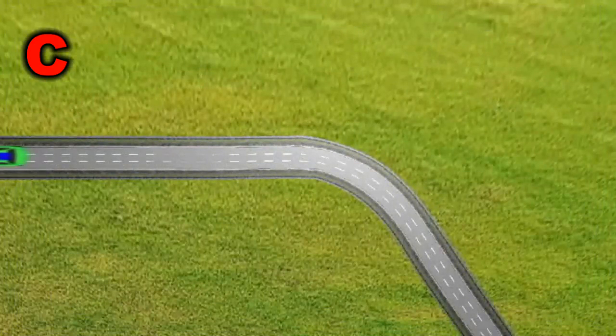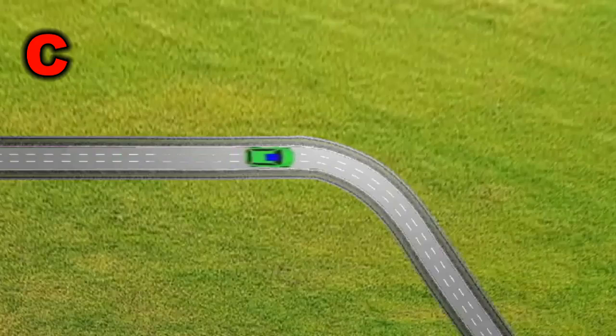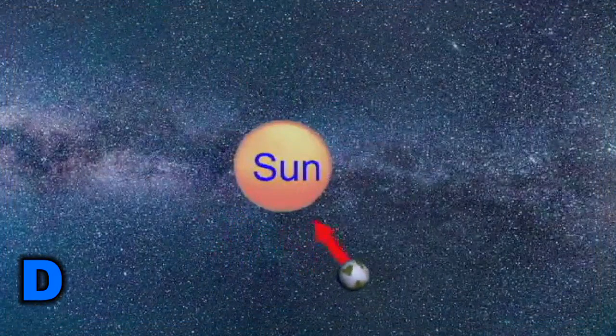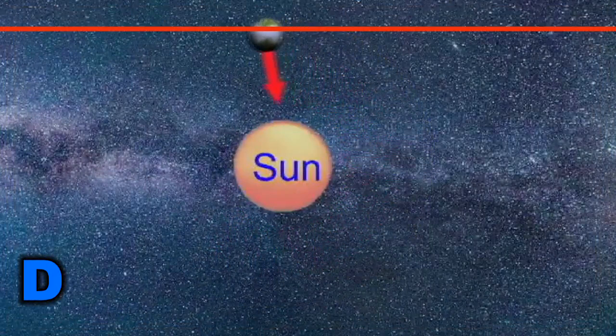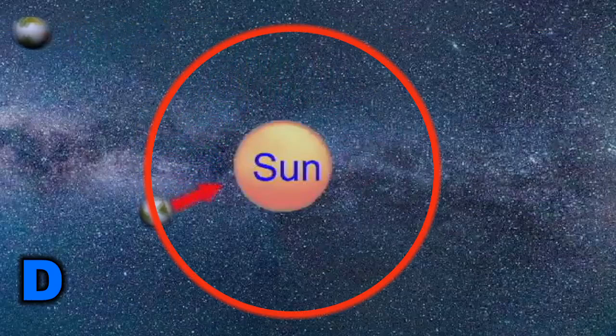C. The car turns around the road. Answer. The box is moving, and tends to keep moving on a straight line. The box is thrown out of the car when the car goes around the road. D. The movement of the Earth around the Sun. Answer. The Earth is moving, and tends to continue moving in a straight line, but the force of the Sun's gravity causes the Earth to move in a circular path.